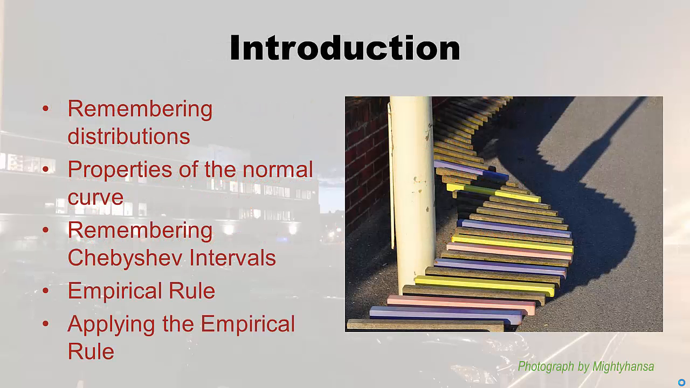So remember distributions. We learned about them a while back, but I'll remind you a little bit about them. And then we're going to talk about properties of the normal distribution, or specifically the normal curve, that shape that comes out of making a histogram of normally distributed data. Then we're going to remember Chebyshev intervals. We're going to talk about what Chebyshev did for us and what Chebyshev really didn't do for us. And then we're going to move on to the empirical rule, which works very well, better than Chebyshev intervals when you have normally distributed data. And then I'm going to show you an example of how to apply the empirical rule to that normally distributed data.